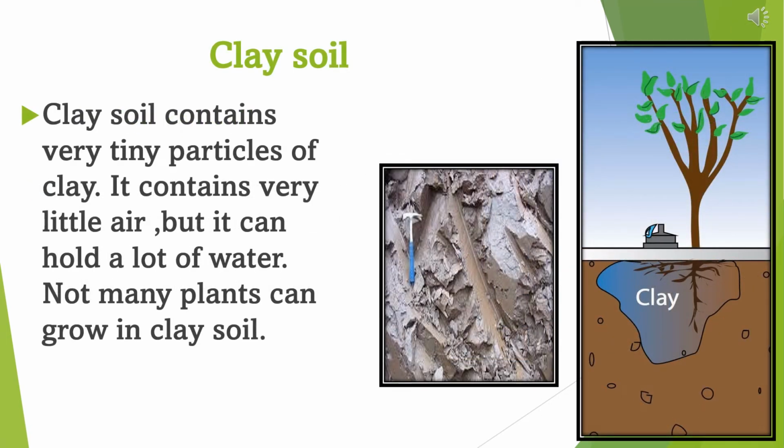The second type of soil is called clay soil, and clay soil contains very tiny particles of clay. It contains very little air, but it can hold a lot of water. That's why it is very sticky, you can say, and not many plants can grow in clay soil.